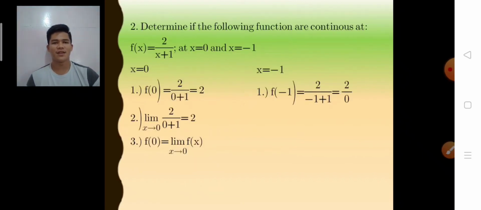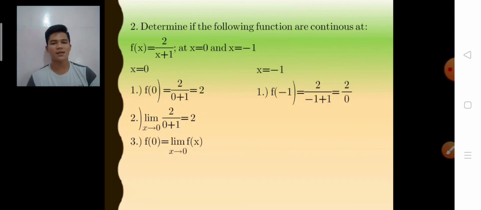Let's proceed to number 2. Determine if the function f of x equals 2 over x plus 1 is continuous at x equals 0 and x equals negative 1. First, let's test if x equals 0 satisfies the three conditions. In our first condition, f of 0 is equal to 2 over 0 plus 1, which is 2 over 1, so the answer for condition number one is 2.